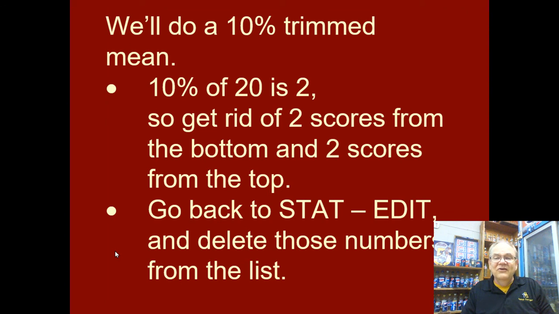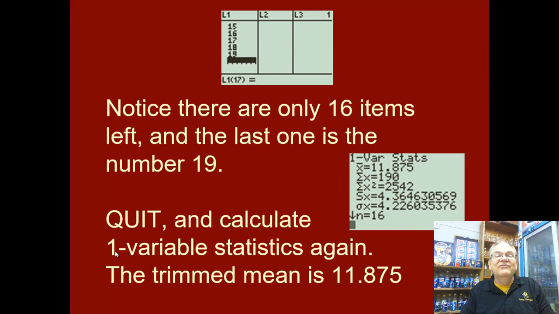The easiest way to do that is literally go back into your list in your calculator, delete the bottom 2, delete the top 2, and you're good to go. So here's a screenshot after I did that. We started off with 20, and I deleted the first 2 at the top, and the last 2 at the bottom. You can see in the screenshot that it says we're in L1 number 17, where the blank is. That means there's 16 items left. So I got rid of 4 of them. And what's left ends up being the number 19, which used to be the third one from the end.